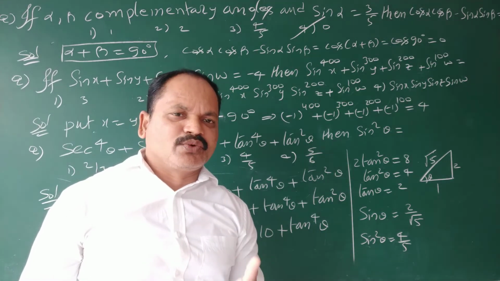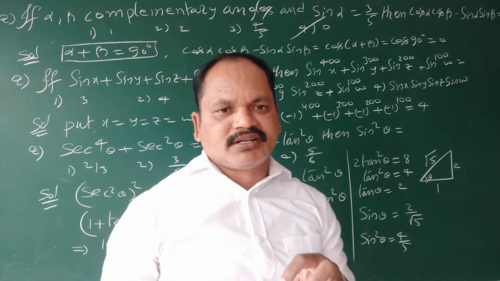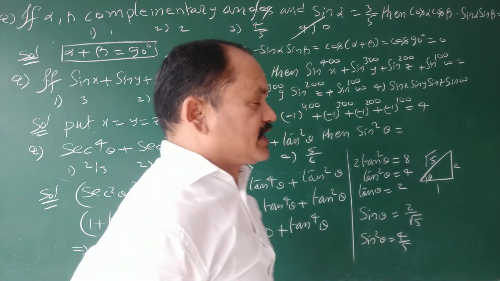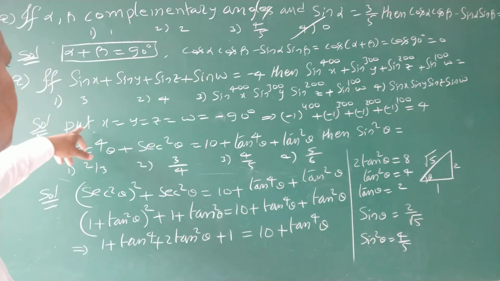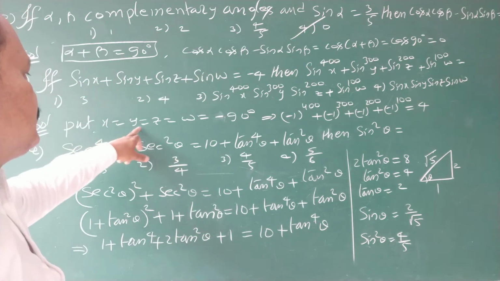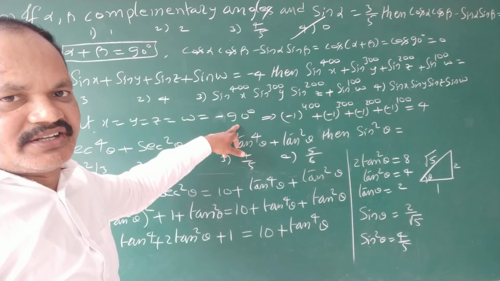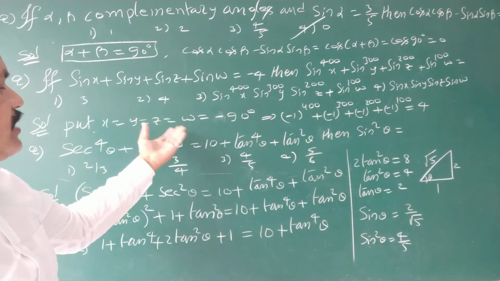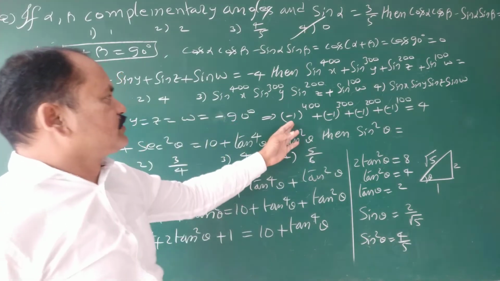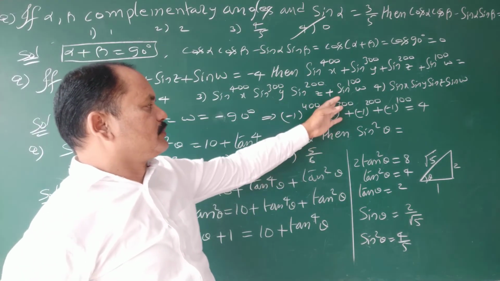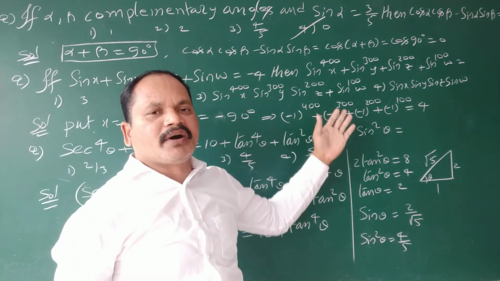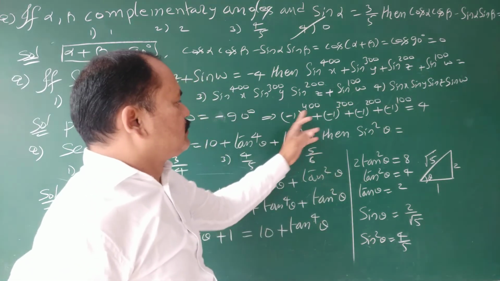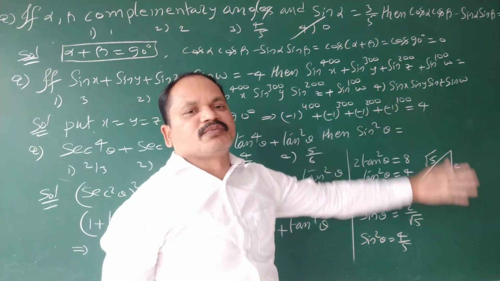Instead of that, we have to substitute in place of x, y, z and w just minus 90. That's why sin minus 90 is minus 1. So x is equal to y is equal to z is equal to w is equal to minus 90. Sin minus 90 is minus 1. That's why here minus 1 power 400, minus 1 power 300. Every power is even, so minus 1 to an even power is positive. That's why 1 plus 1 plus 1 plus 1, that's 4.